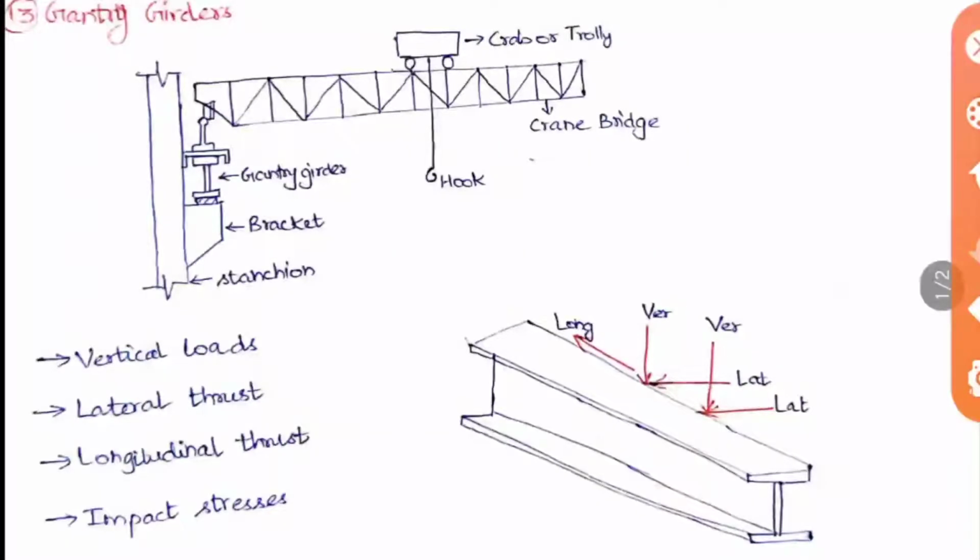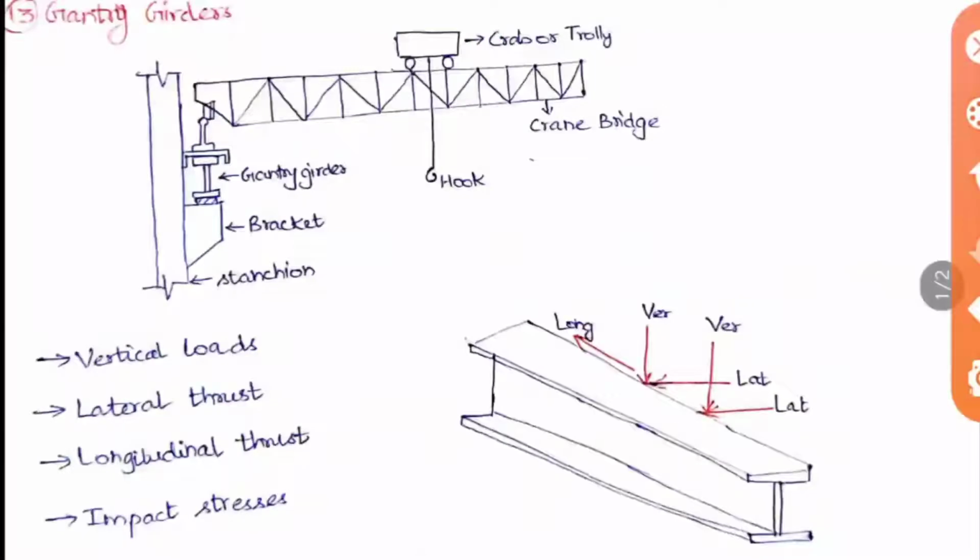This will be extending longitudinally, like this, and then above that a rail will be placed. Above that rail only, the crane bridge will be placed. The gantry girder and the rail will be extending like this, and like this only the crane bridge will be moving in the longitudinal way.